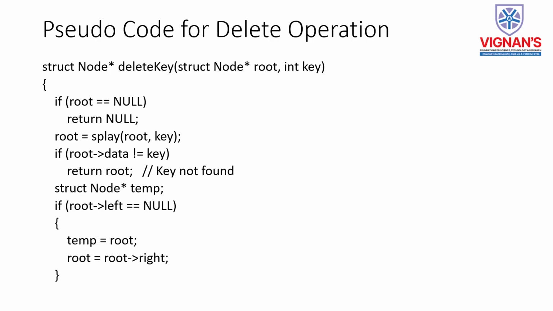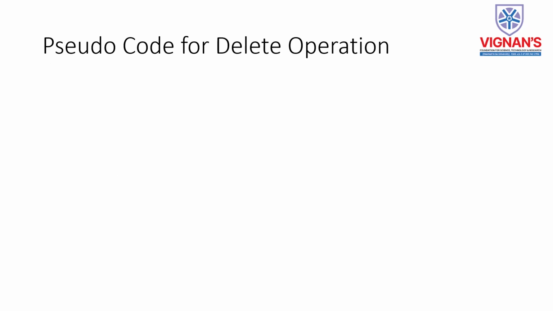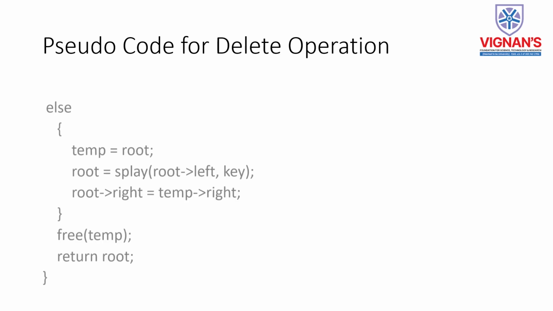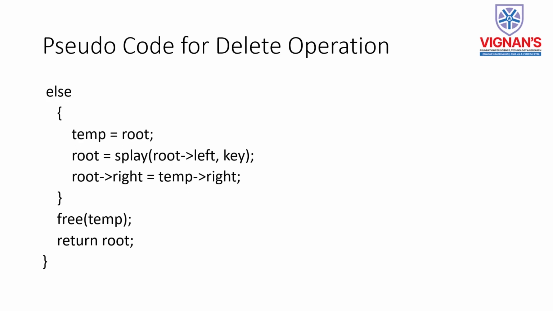Now let's explain the else part step by step. Step 1. We come here when root left is not null, meaning the root has a left subtree. Step 2. First we do temp = root. So we store the current root in temp because this is the node we are going to delete. Step 3. Next we do root = splay(root left, key). This places us inside the left subtree and brings the maximum node of the left subtree to the top. That maximum node becomes the new root of this left side.